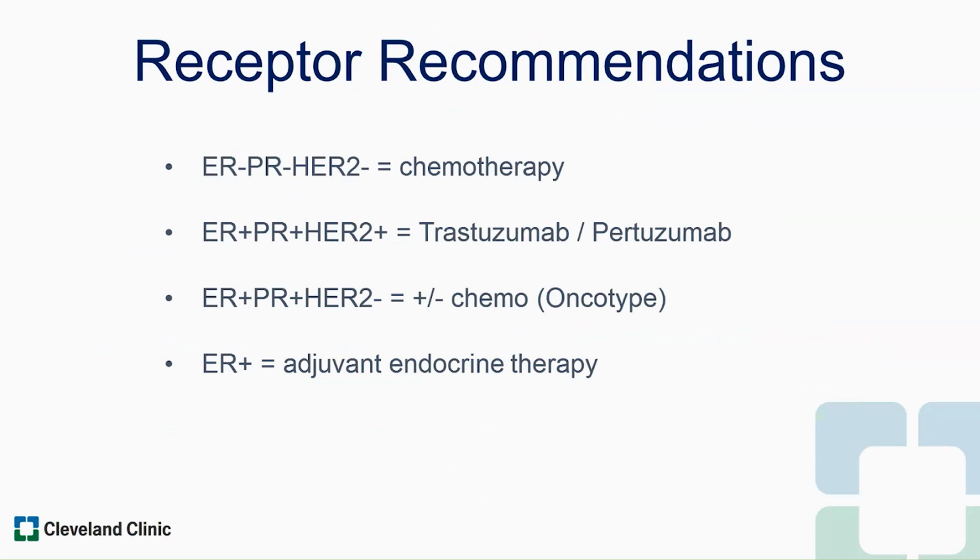So again, just going over this: triple negative, chemotherapy. HER2 positive, whether or not they're ER positive or ER negative, you're going to give trastuzumab. It goes well with chemotherapy. Now, what about a patient who's ER positive, PR positive, and their HER2 is negative? How do we determine whether or not chemotherapy would be of any benefit to them? And so this is where Oncotype comes in. So we know that they're going to get adjuvant chemotherapy.